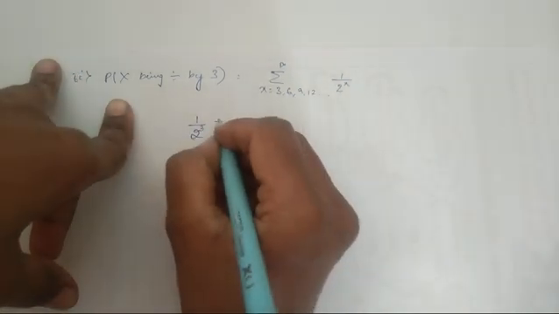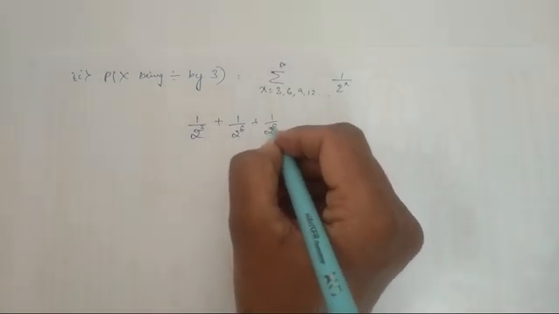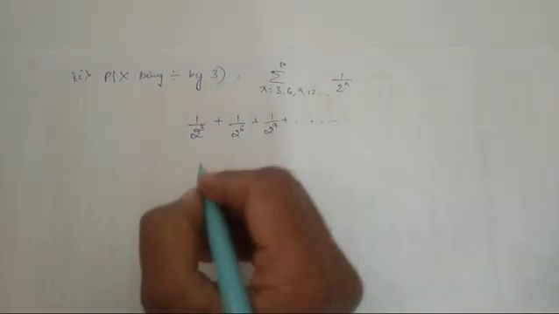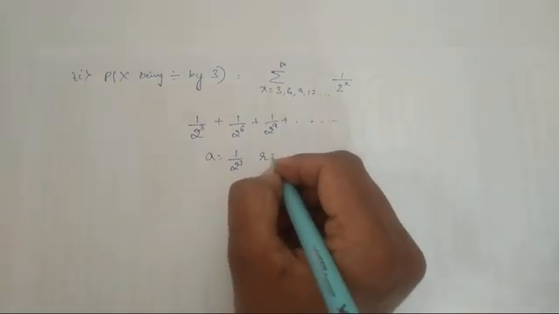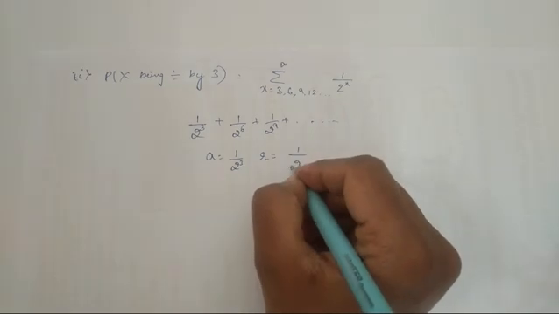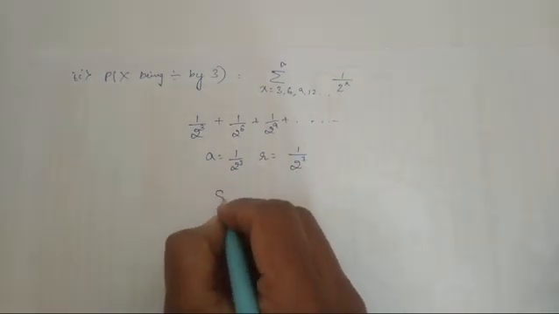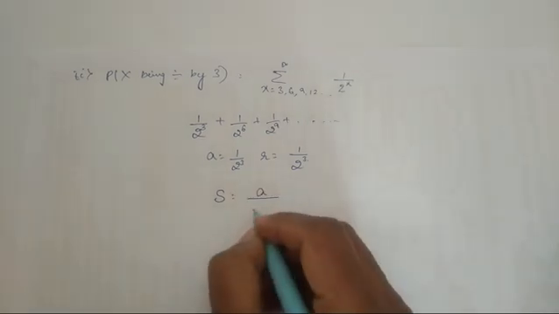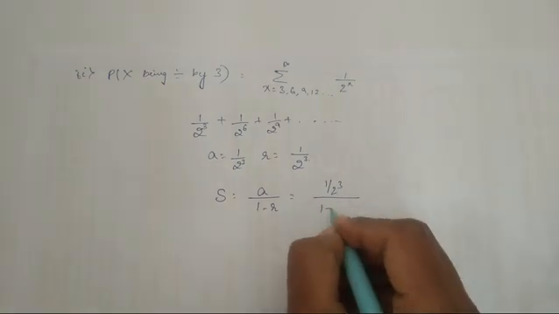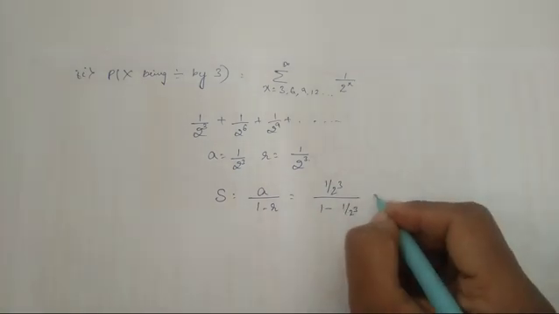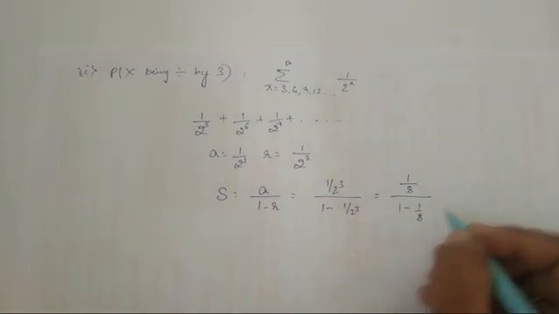So 1 by 2 power 3 plus 1 by 2 power 6 plus 1 by 2 power 9 and so on. For this, the first term will be equal to 1 by 2 power 3. The r, that is the common ratio, will be the same, 1 by 2 power 3. Substitute in the formula a by 1 minus r. A is 1 by 2 power 3, r is 1 by 2 power 3. It is 1 by 8 divided by 1 minus 1 by 8.